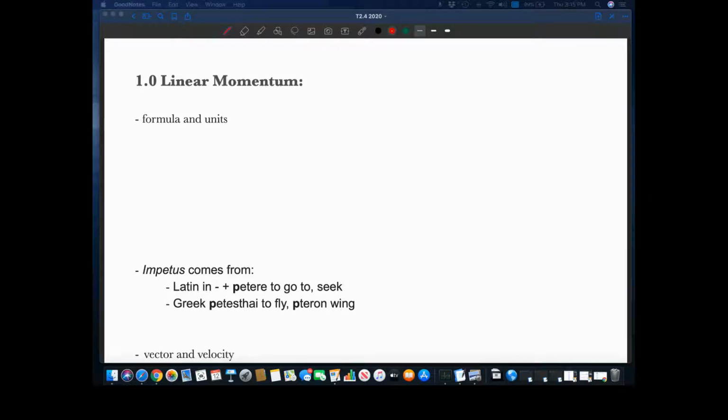Now, linear momentum. Right off the bat, that word linear tells us that it's an adjective, and suggests that there are other adjectives and other types of momentum. It turns out there are other types of momentum, including rotational momentum, which we will learn about a little bit later in the course. So, linear momentum specifically applies to motion in a line, in one dimension.